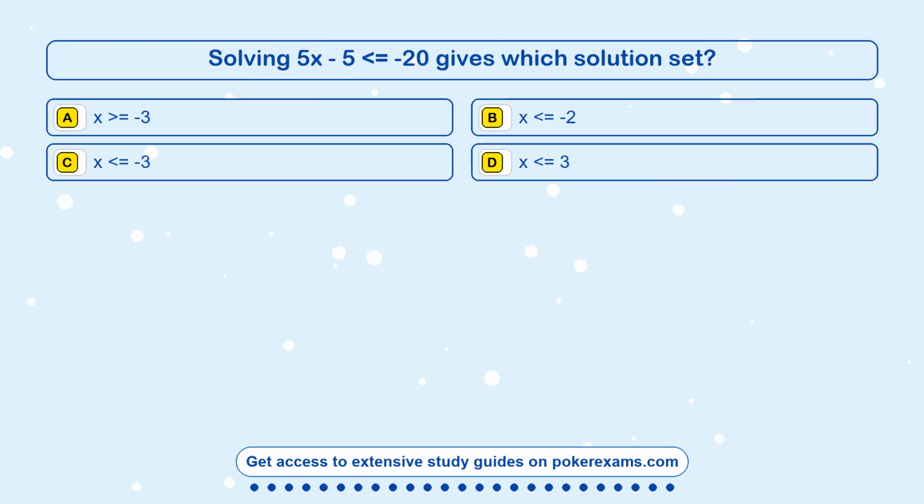Question 10. Solving 5x minus 5 equals minus 20 gives which solution set? Option A, x equals minus 3. Option B, x equals minus 2. Option C, x equals minus 3. Option D, x equals 3.